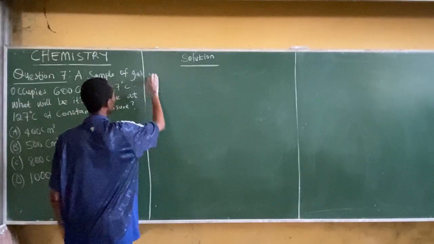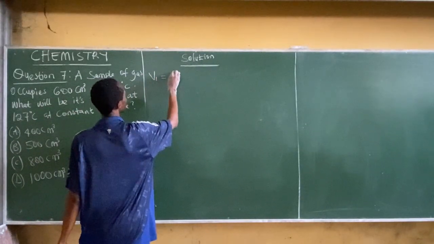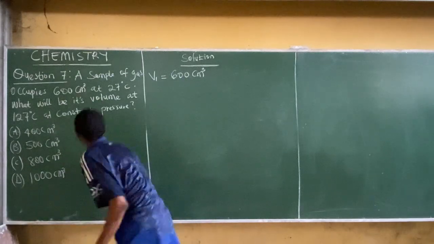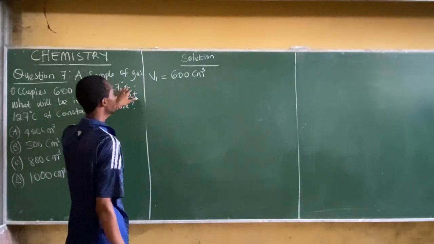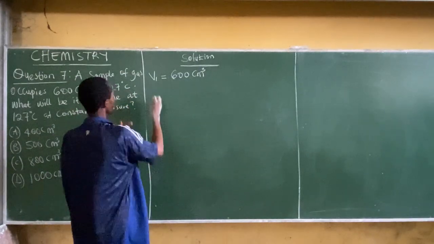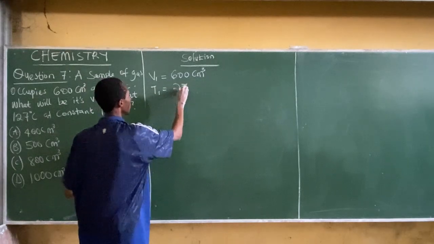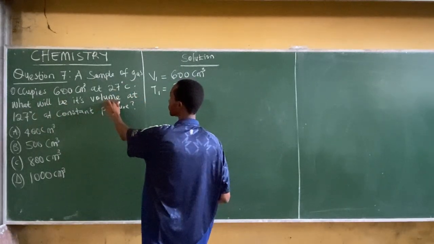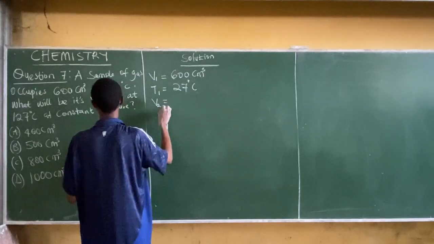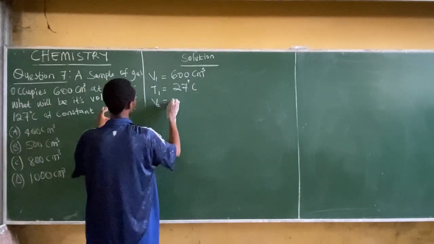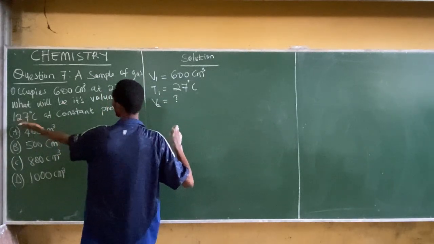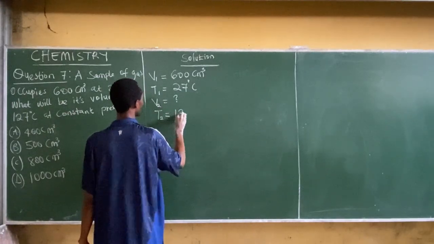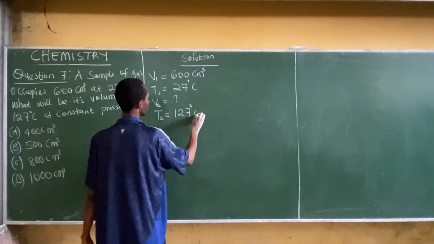600 cm3. So let's say V1 is equal to 600 cm3 at 27 degrees Celsius. So we have the first temperature, T1, equal to 27 degrees Celsius. They say what will be its volume at, so we don't know the second volume, V2, the final volume. At 127 degrees Celsius. This is the second temperature, T2, 127 degrees Celsius.